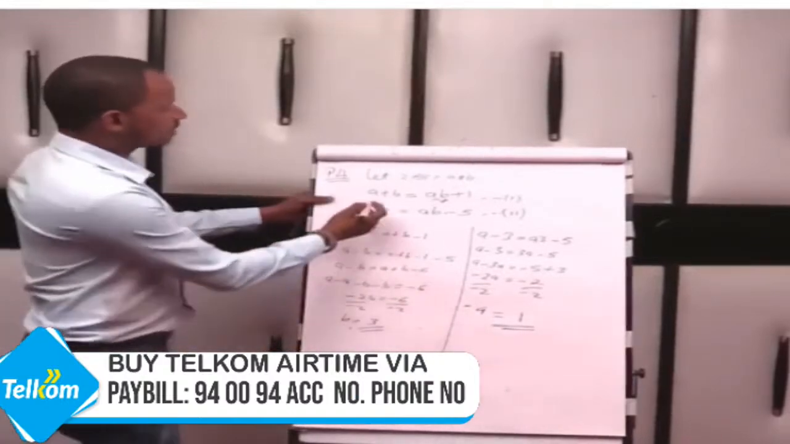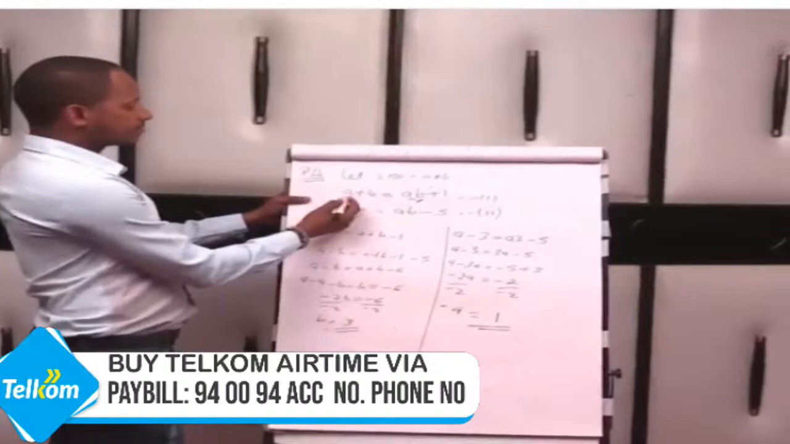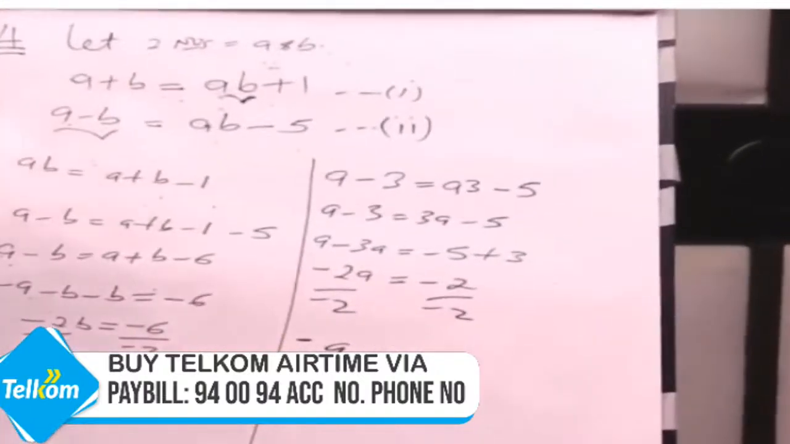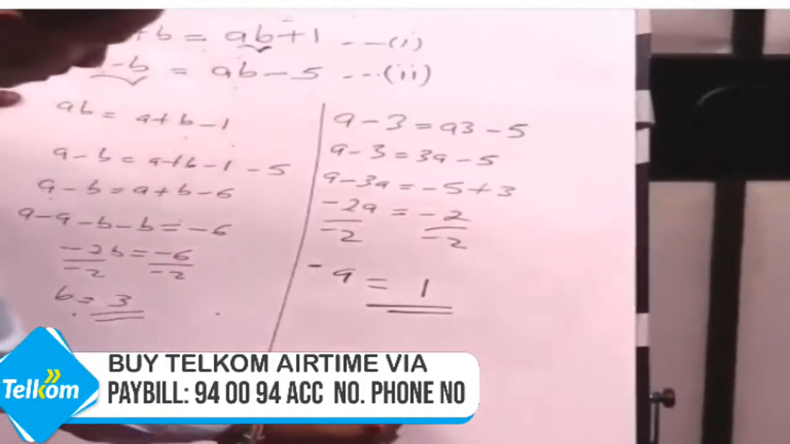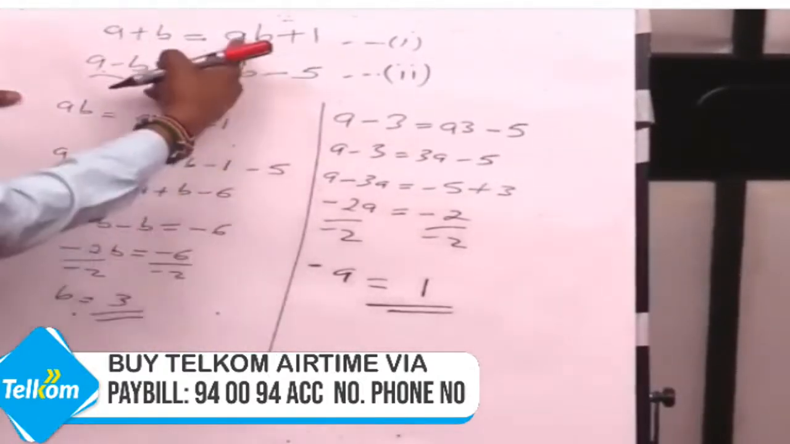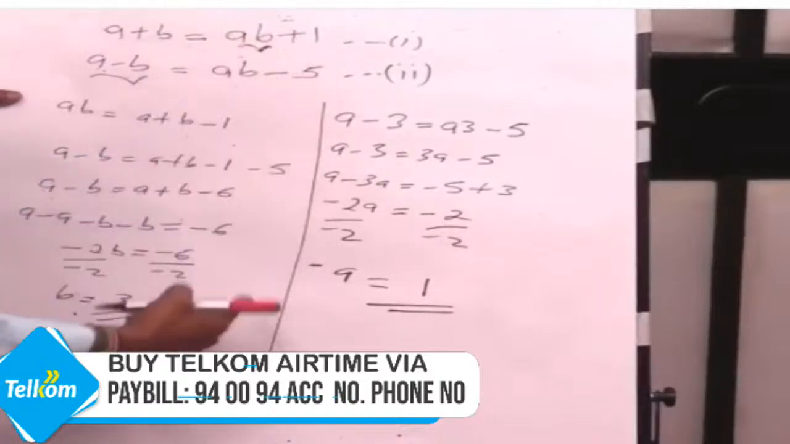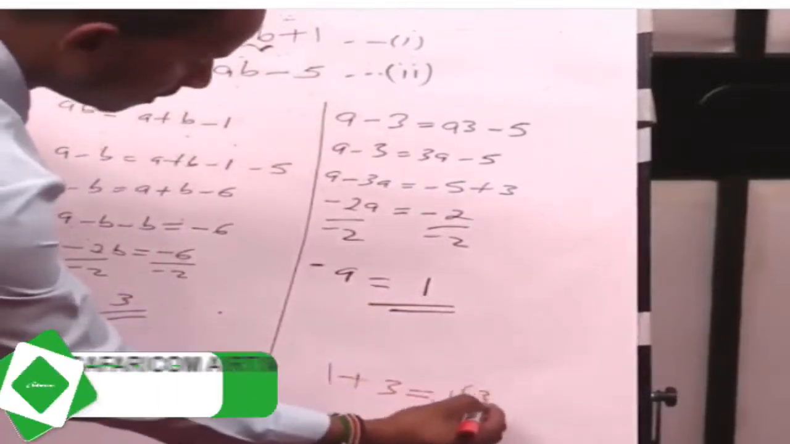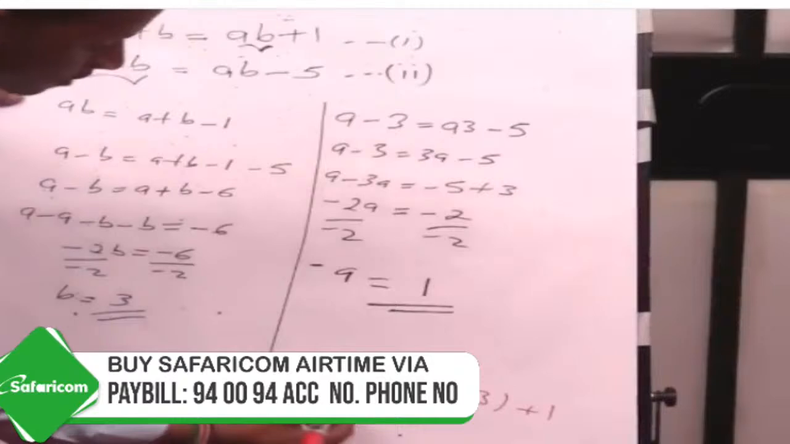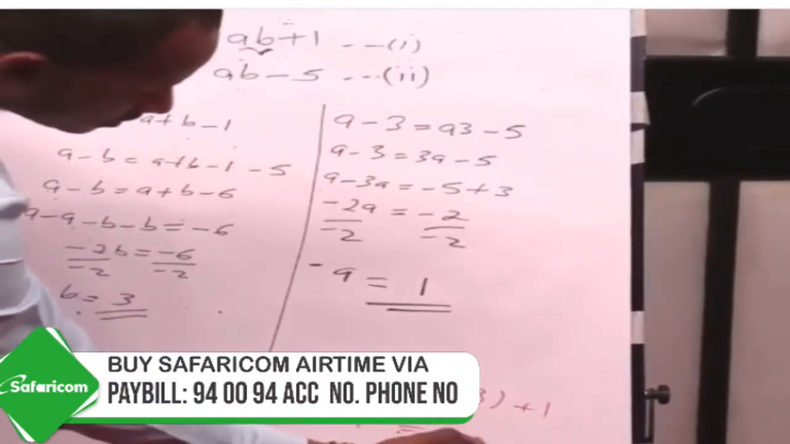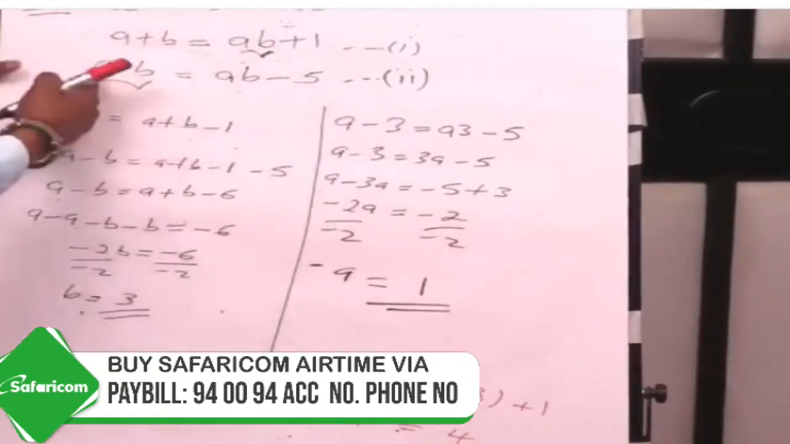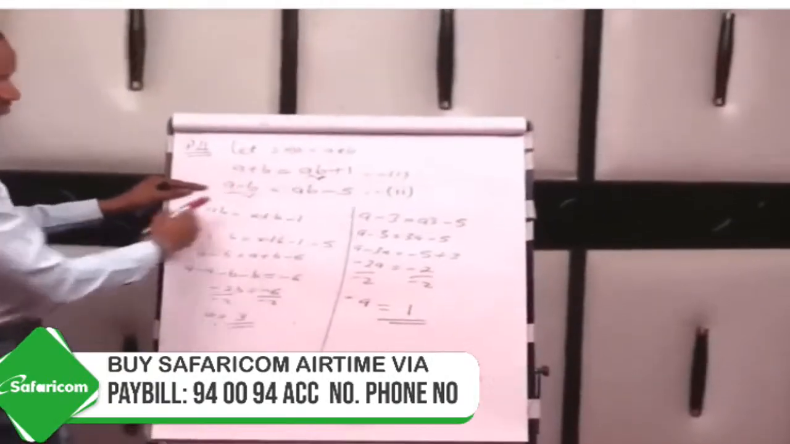So let's try to prove this. A plus B. A is 1 plus B is 3. Is it equal to AB plus 1? A times B, A is 1 times B is 3, plus 1. So this is 4. Is it equal to 1 times 3, which is 3, plus 1, which is equal to 4. It is equal to 4. So does it also make sense in equation number 2?